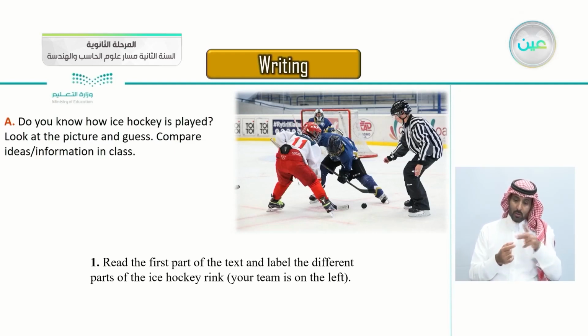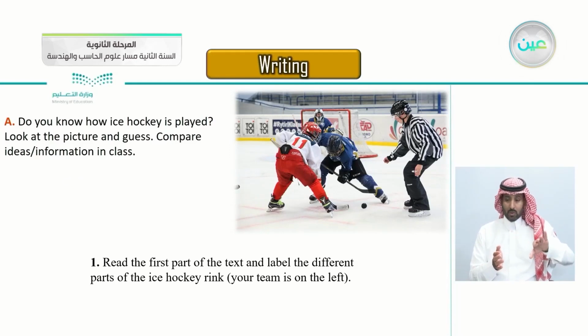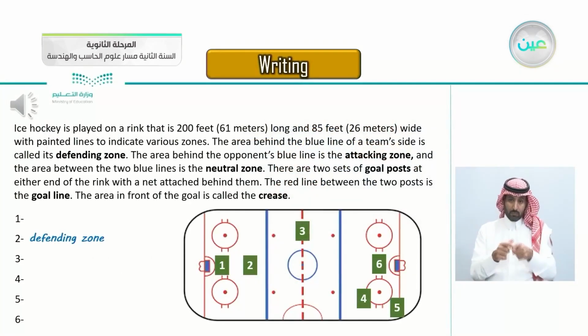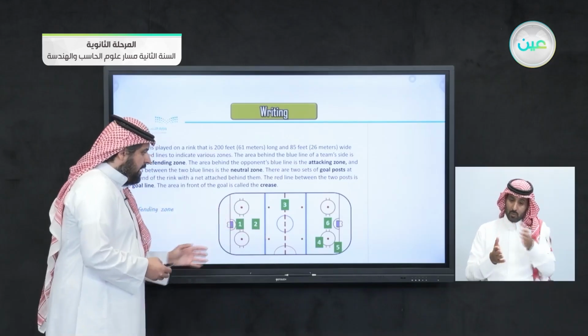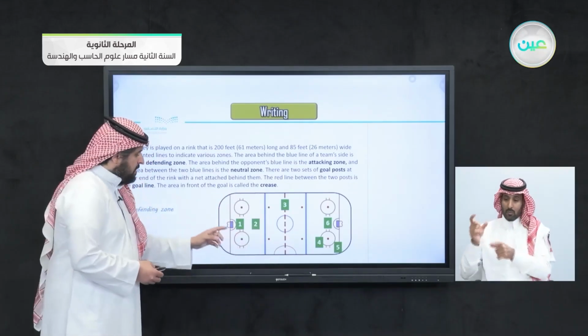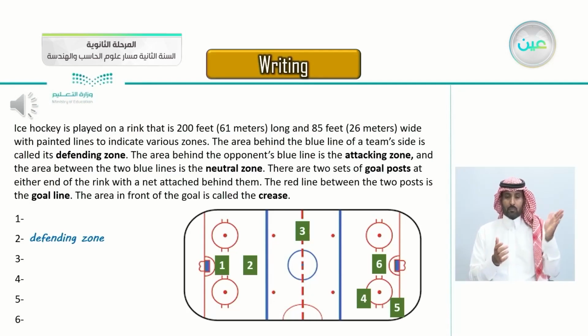ice hockey rink. Your team is on the left. So we'll be reading the first part of the text and labeling the different parts of the ice hockey rink. As you can see here, this is the ice hockey rink, and your team is on the left. And you have the places of the players here: 1, 2, 3, 4, 5, and 6. So we'll be writing each of the places, each of the positions here. We'll be learning all of that just from this first paragraph. So let's listen to it together.